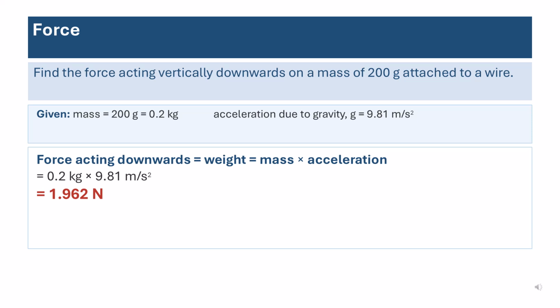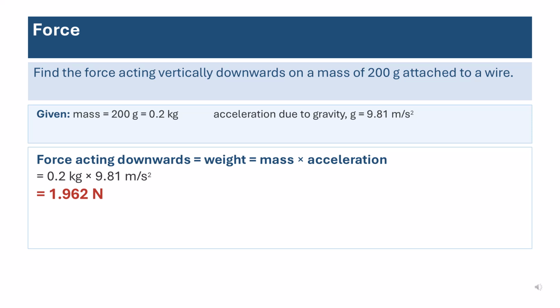The given values are mass equals 200 grams equals 0.2 kilograms, and g equals 9.81 meters per second squared. Applying the formula, force equals 0.2 kilograms times 9.81 meters per second squared equals 1.962 newtons. The final answer is 1.962 newtons.